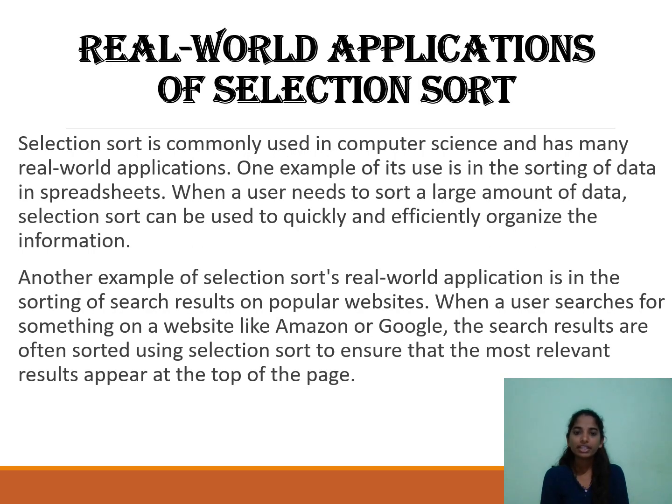Let's see real world applications of selection sort. Selection sort is commonly used in computer science and has many real world applications. One example of its use is in sorting of data in spreadsheets. When a user needs to sort a large amount of data, selection sort can be used to quickly and efficiently organize the information. Another example of selection sort's real world application is in the sorting of search results on a popular website. When a user searches for something on a website like Amazon or Google, the search results are often sorted using selection sort to ensure that the most relevant results appear at the top of the page.